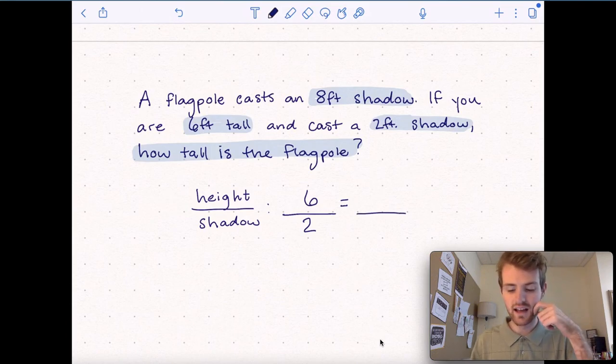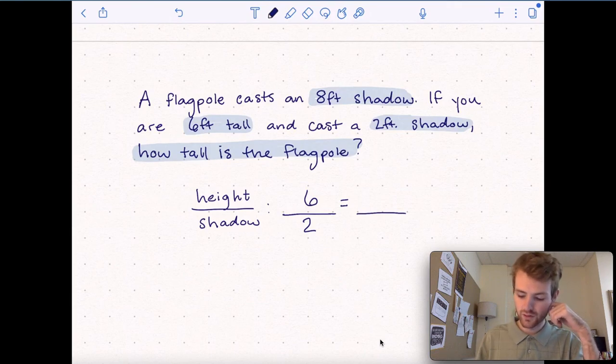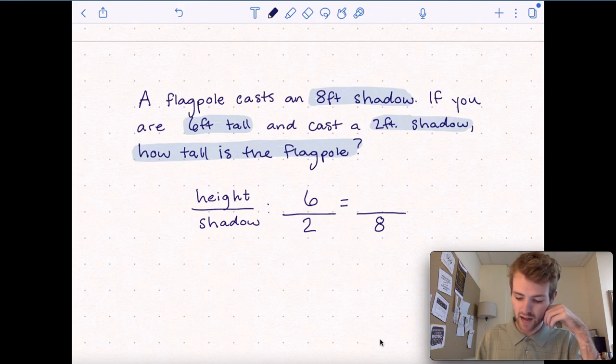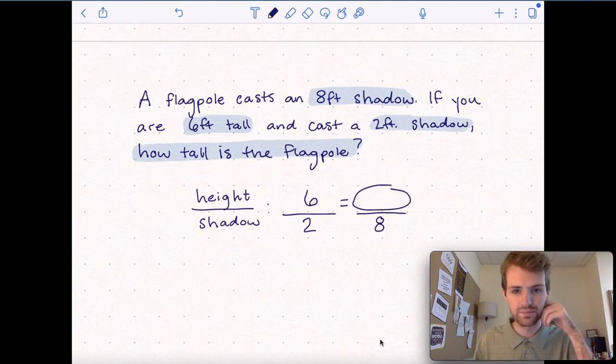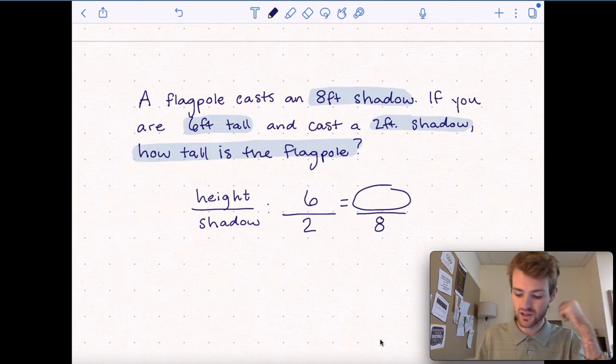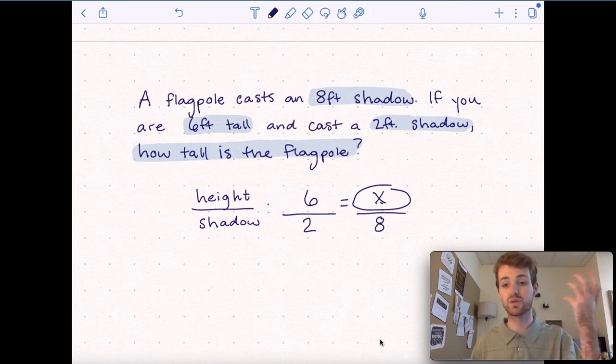Well, let's go back to that 8-foot shadow. If we know that flagpole has an 8-foot shadow, well, notice the question, how tall is the flagpole? We're trying to find the height of this flagpole. Well, if we don't know something, we can put a variable in that spot. So let's just put x. Do you see now how we've created our own proportion that we can now solve?